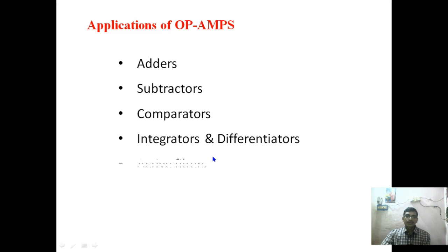Next, active filters. We already know some types of filters like low pass filters, high pass filters, band pass filters, and band reject filters, narrow band filters, like that. These filters have R and C components, resistors and capacitors, or inductor components. Only the passive components we have.